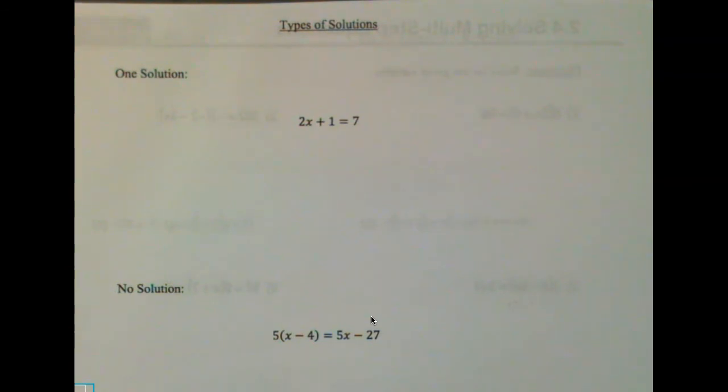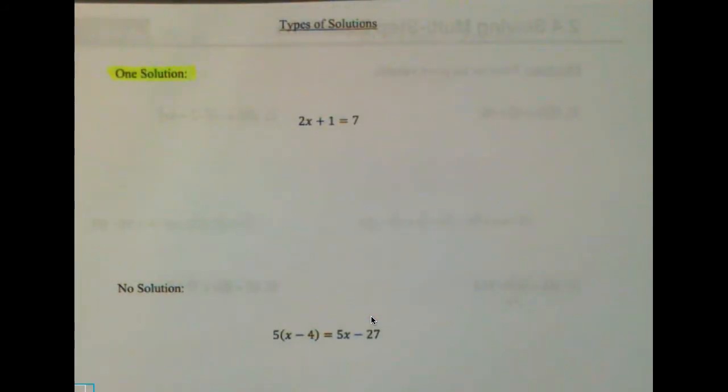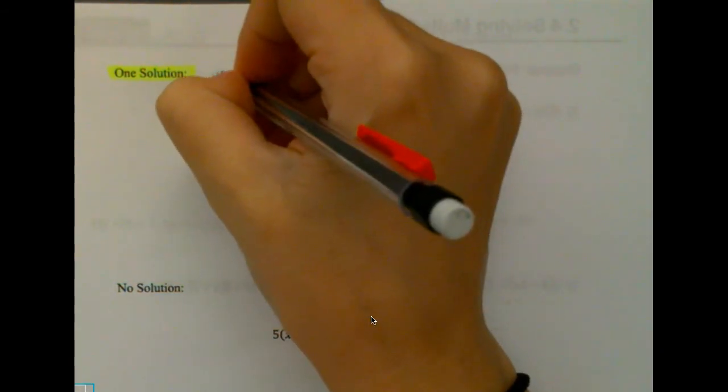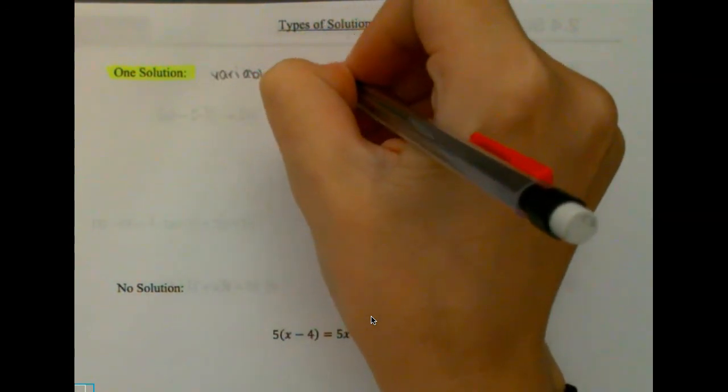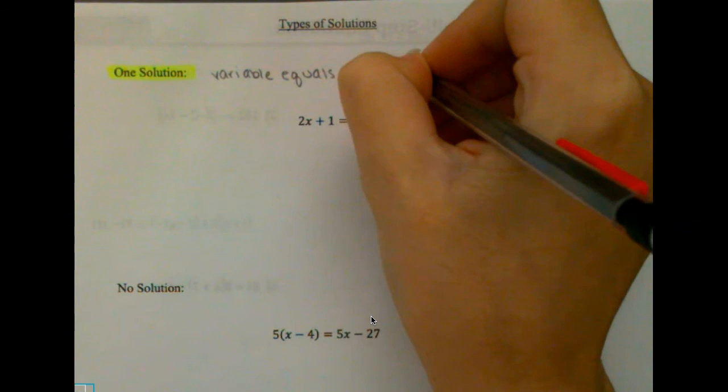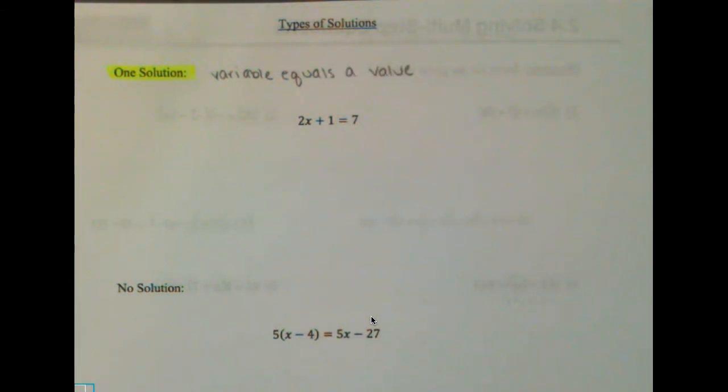Okay, so we've got 3 different types of solutions. The first type of solution is what we've been working with this whole time, and that's a one solution. Okay, where x is the variable equals a value. So we can say the variable equals a value. Okay, and this is what we've been doing the whole time. We've only seen equations that have one solution.